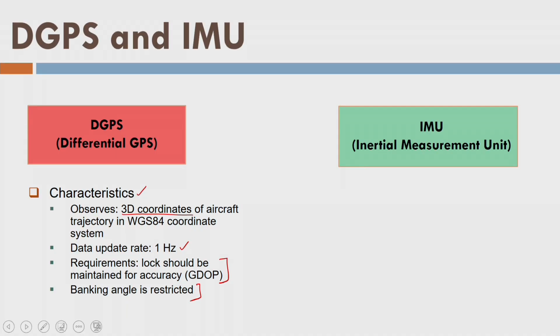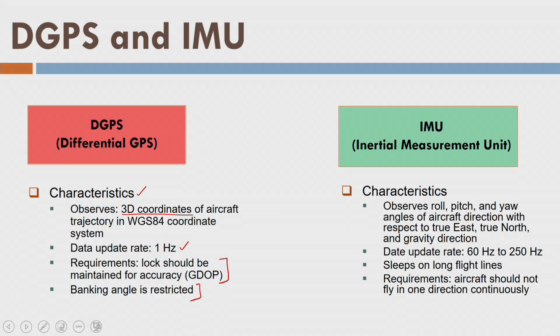Okay, let us see the characteristics of the IMU. It observes the roll, pitch, and yaw, fine, and it measures the roll, pitch, and yaw with respect to true east, true north, and the gravity direction. Okay, so the data rate is 60 hertz to 250 hertz. It depends on which quality of IMU you are using.